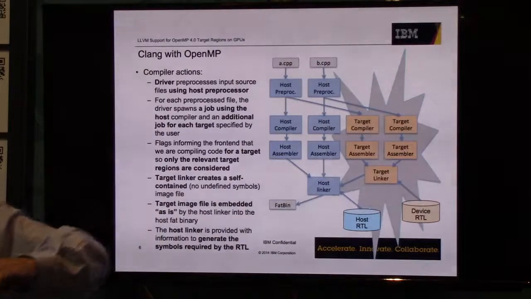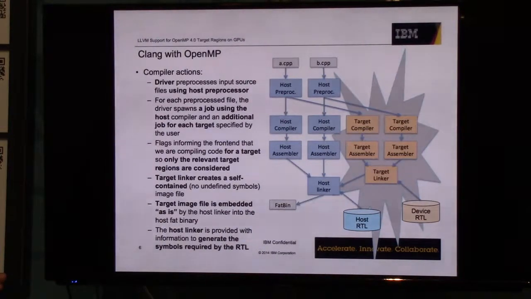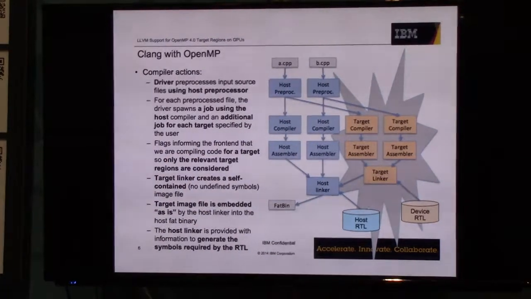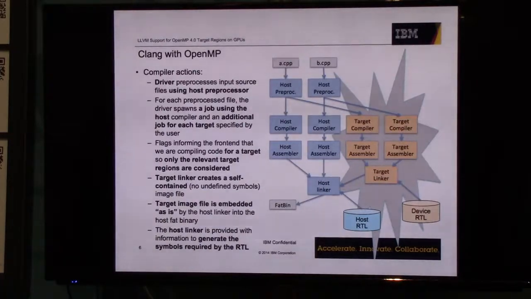Then I have a phase that links all the target objects into a shared library. I would say a self-contained image, in the sense that there are no symbols left to be defined. Then the host linker links the host code as well as integrates the target image as is in a given ELF section in my object, so that the runtime knows where to locate the image code and is also able to offload this code to the device by moving the bitstream to the device. So this is what Clang is doing as a driver when I want to support offloading.